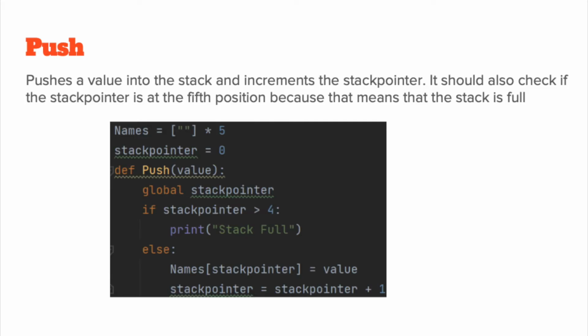Stack pointer is global because we need to access stack pointer inside the function. If I don't do global stack pointer, then I need to define the stack pointer inside the function itself. So the keyword global means that you can refer to variables which are not part of the function.